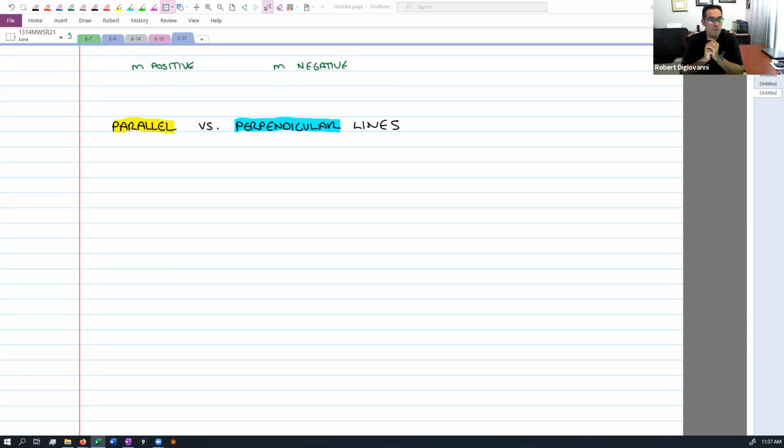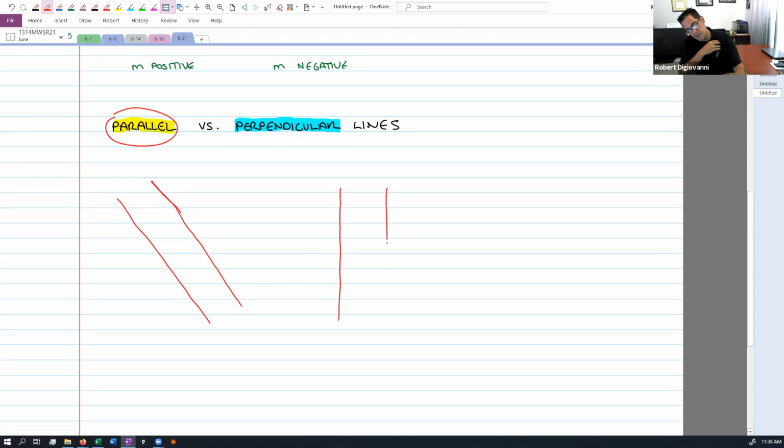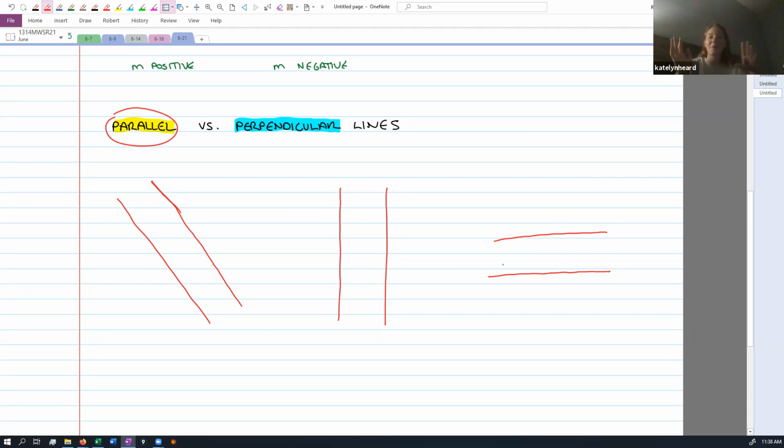Mm-hmm. So it's kind of like up and down. So when you're thinking parallel, you're thinking of two lines that are right next to one another, like this? Wouldn't they be directly top to bottom, not at a diagonal? So just straight up and down like this. Okay, I agree that those would be parallel. These would also be parallel. They don't have to be straight up and down. They just have to be side by side. Yeah, side by side. And then wouldn't perpendicular be like crossing?